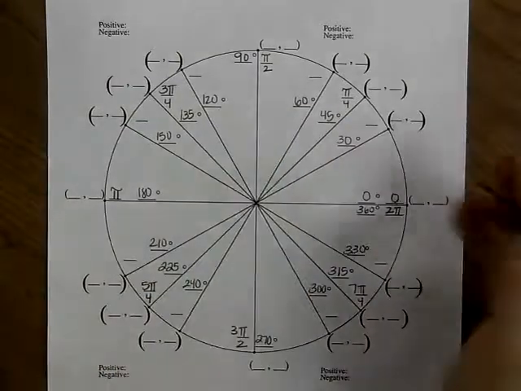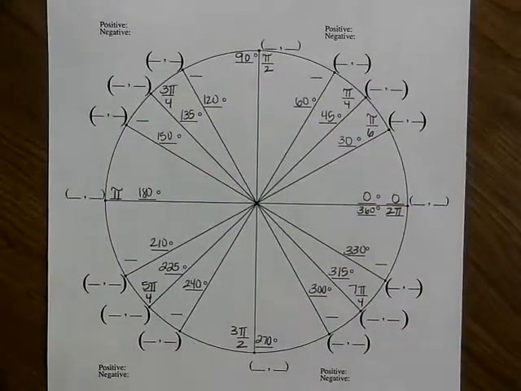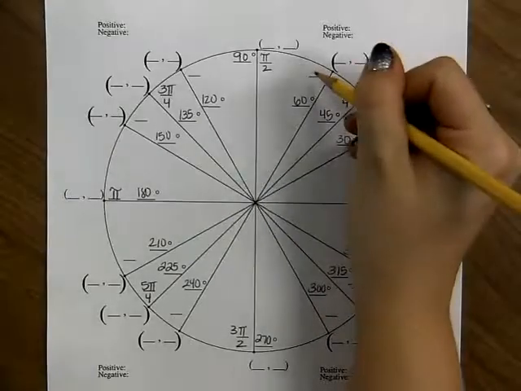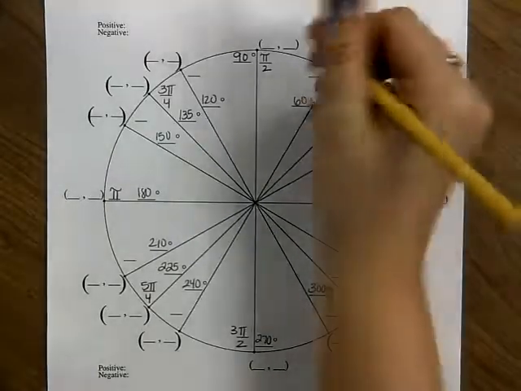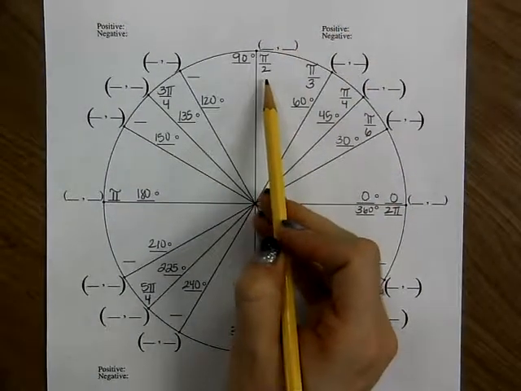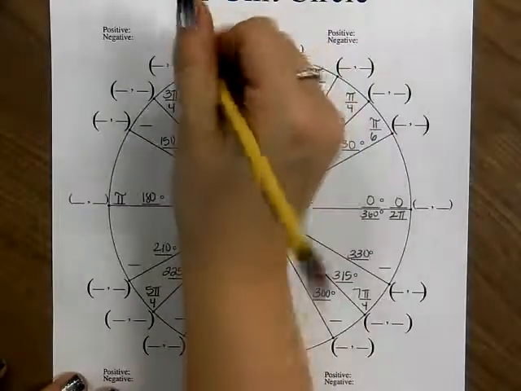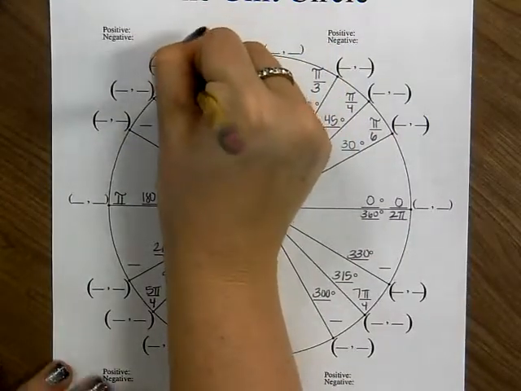Then back to those thirds. So I can do pi over 6, and now I'm adding pi over 6 each time. So when I add pi over 6, I get 2 pi over 6, but that simplifies to pi over 3. That means that this is 3 pi over 6, but that's simplified to pi over 2. 4 pi over 6 then is 2 pi over 3.